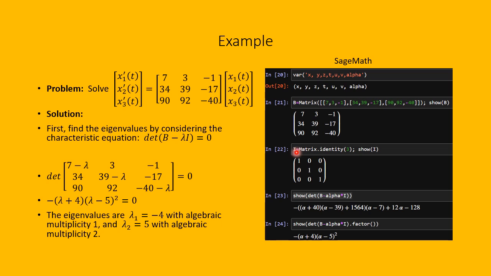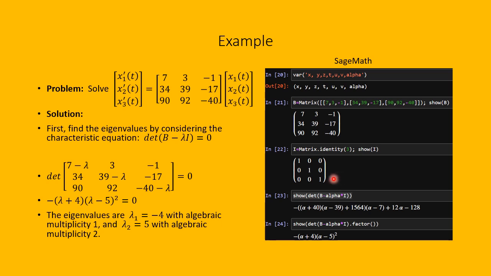Next, we need to define the identity matrix, and the way to do that is to say I equals matrix dot identity, and then to get a 3 by 3 identity matrix, we'll put the parameter 3 in here. And then after we create this matrix, once again we want to display it down here, so we have the second command, show I. And so here we can see that we have the matrix that we wanted, 1s on the main diagonal, 0s above and below the main diagonal.